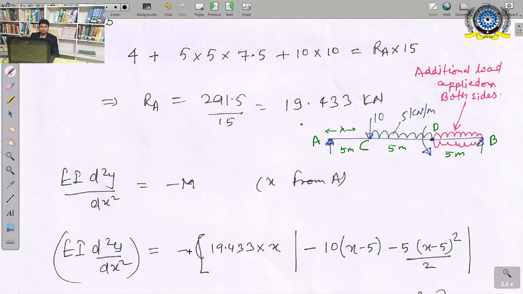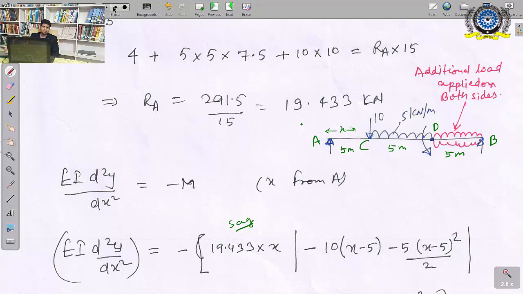Okay, this minus sign is outside, so this will be positive. Why? Because RA is sagging. RA is sagging, so it will be positive. So RA into x. Now when x is more than 5, it means x has crossed this.